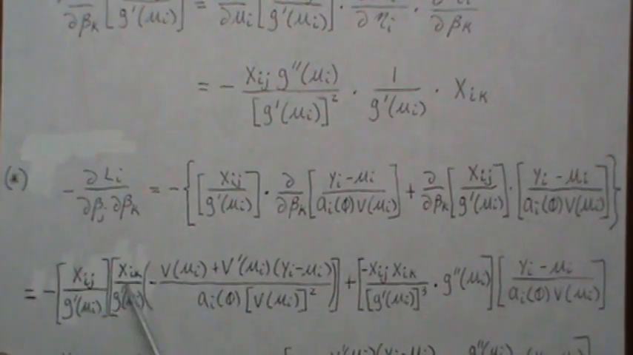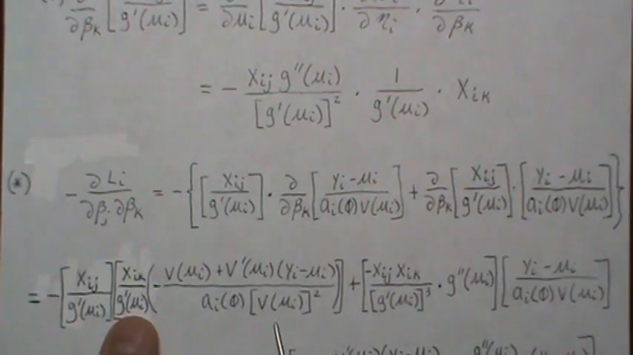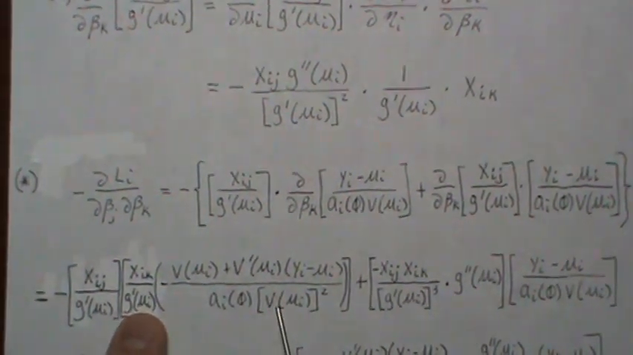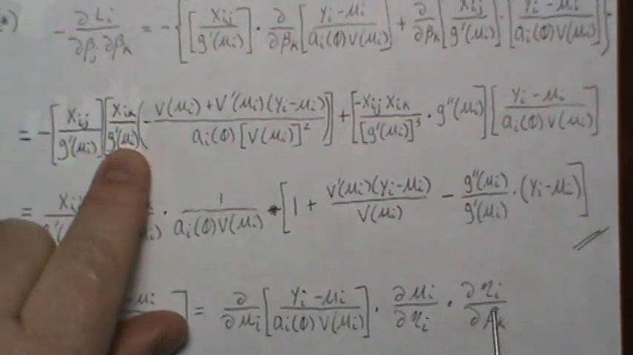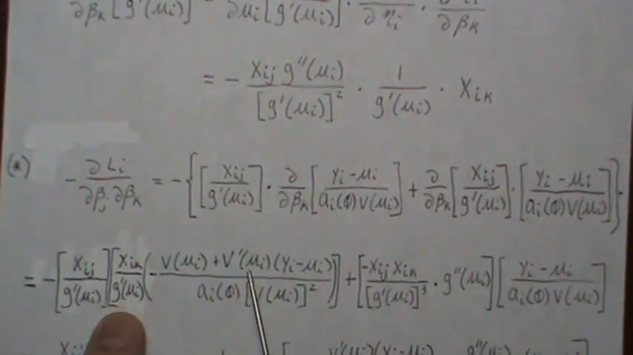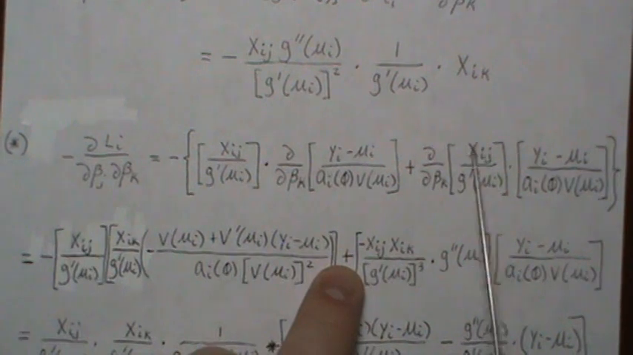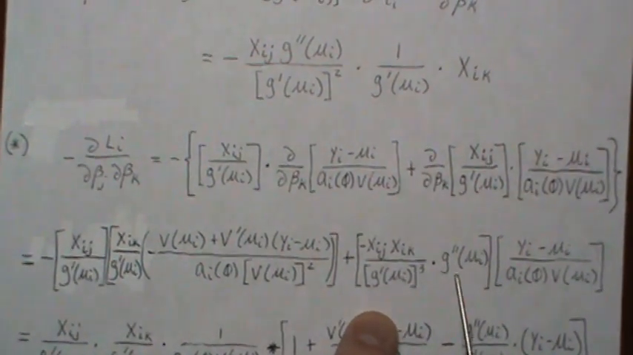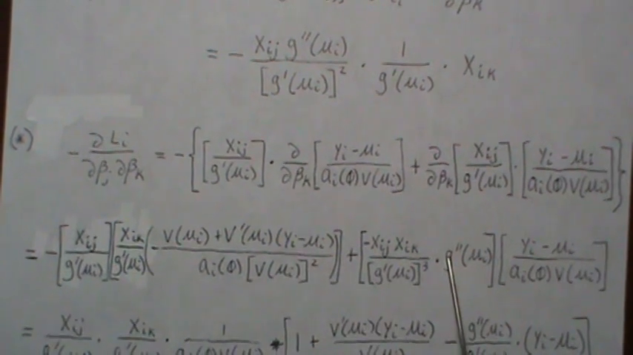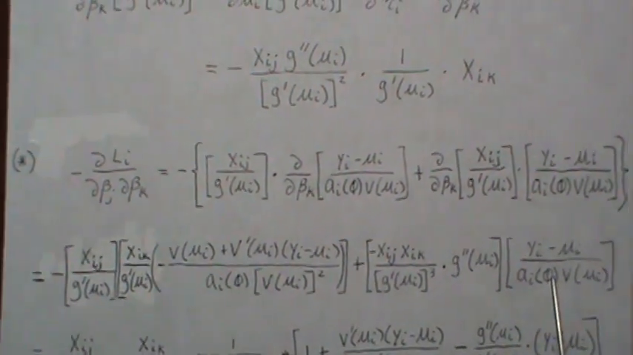This gets carried down to here. This piece, remember, it was the chain rule, so it was the product of these, right? It was down here, and we got this. So this is the first, that's the second, and that's the third piece in the chain rule. Then the plus. The partial of this with respect to beta k is this, and then this piece just comes down.